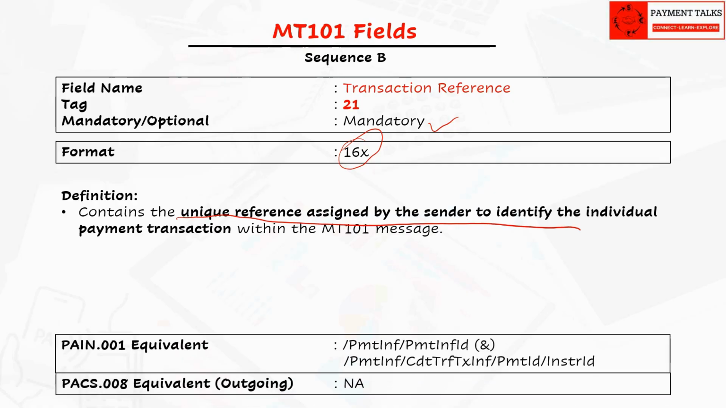The PAIN.001 equivalent field is instruction ID inside the credit transfer transaction information. But as per the spec, it is mapped to payment info ID. As MT does not have an exclusive batch segment, mapping this to both payment info ID and instruction ID is okay. But if you have more payments, mapping it to payment info ID does not make sense. But mapping it to instruction ID at transaction level is correct. As this is point to point, it is not mapped to the outgoing PACS.008.